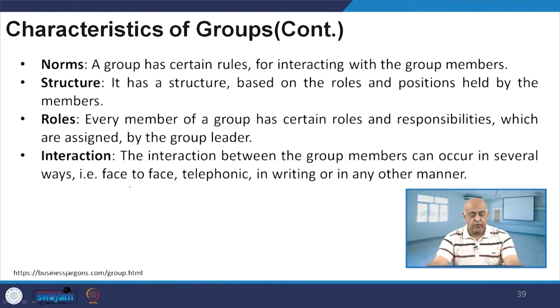The norms: a group has certain rules for interacting with the group members, right? The structure: it has a structure based on the roles and positions held by the members, right? So there will be certain rules and regulations, norms, for a particular group. That is also what we have to see as the organizational structure.